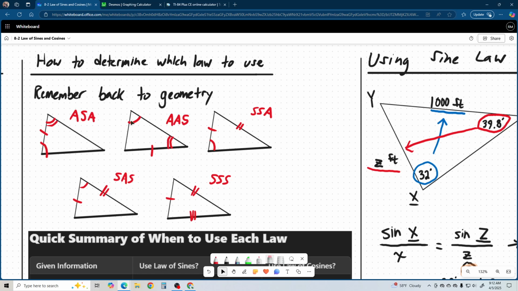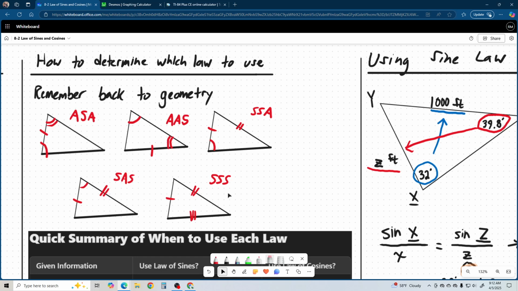We had angle, angle, side, which is where we had two angles and then a side afterward that wasn't in between, right? We're going to skip this for a second because this one doesn't exist. And then we have side, angle, side, which is where the angle is smashed in between the sides. And then we have side, side, side, okay?